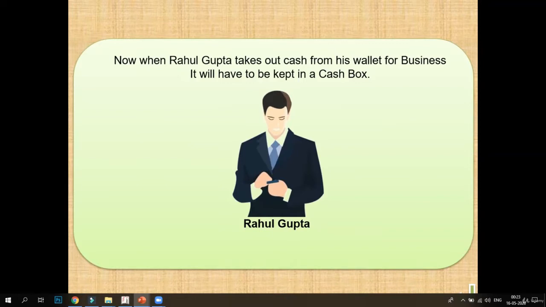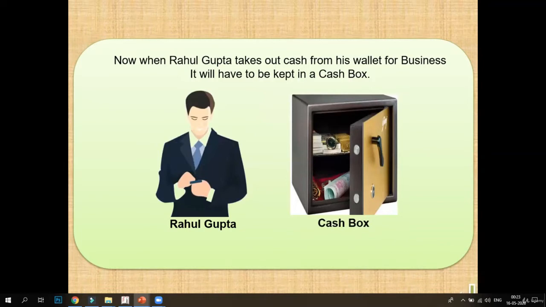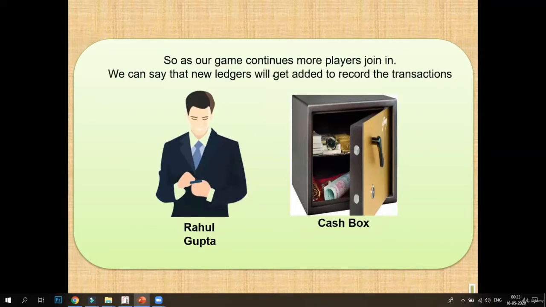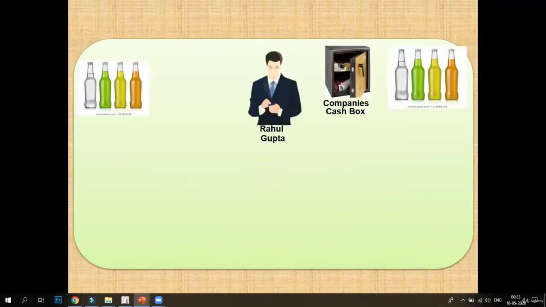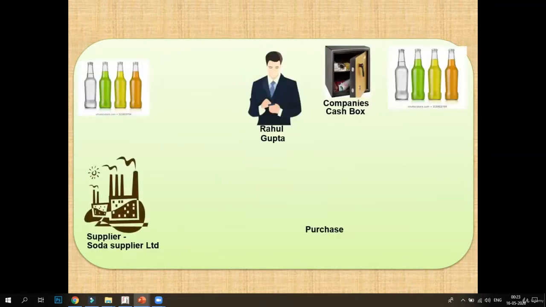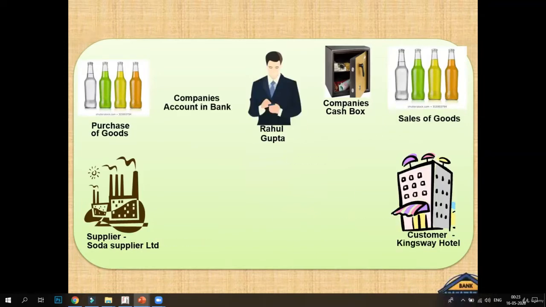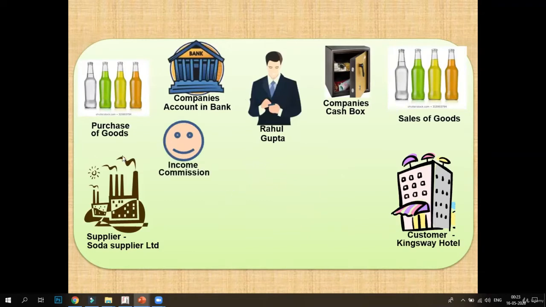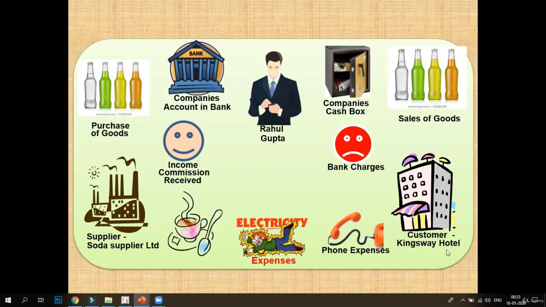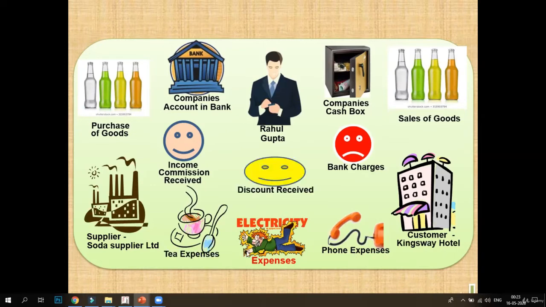Now what is Rahul Gupta doing? He is taking out some cash from his wallet and putting that cash in the cash box. So here two players join our game: Rahul Gupta and Cashbox. Just as we have many ledgers and players in our business as in the football game, like purchase of goods, company's account in bank, cash box, sale of goods, bank charges, Kingsbay Hotel, our customer, telephone expenses, electricity expenses, tea expenses, suppliers account, income commission received, and discount received. These all are the players of our football game and are known as the ledgers in my business.